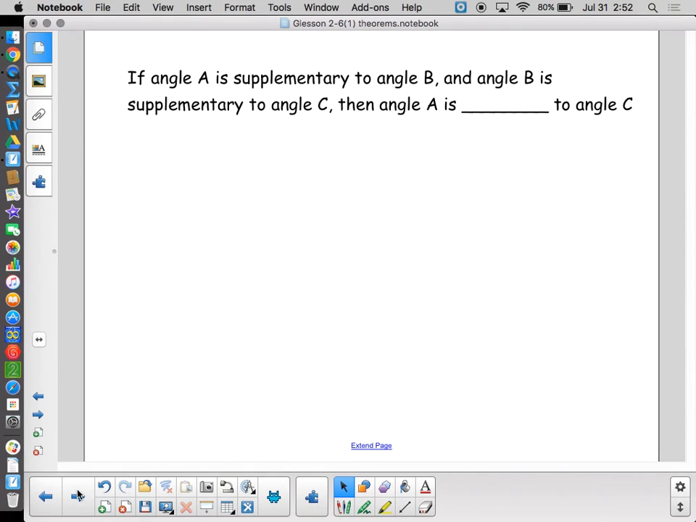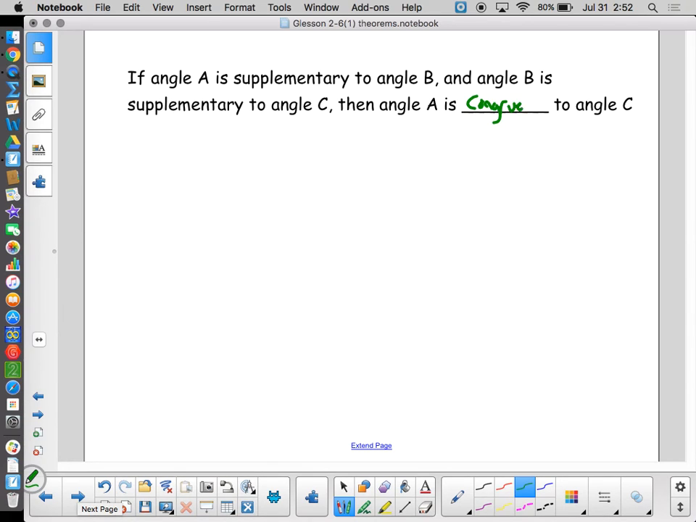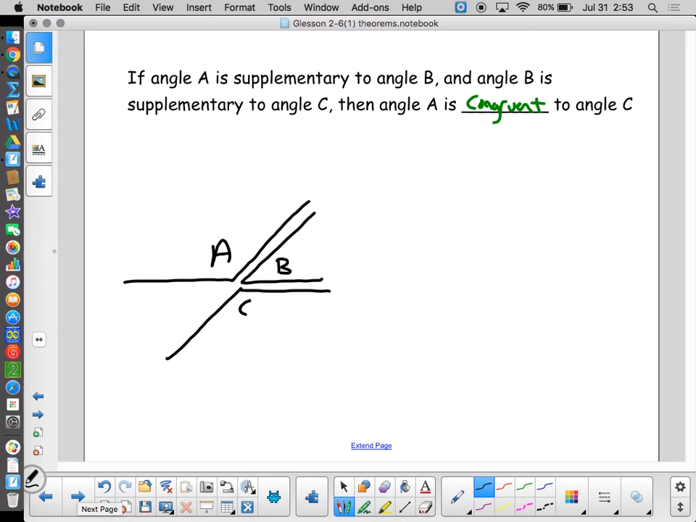Finally, one last statement. If angle A is supplementary to angle B and angle B is supplementary to angle C, then angle A is congruent to angle C. Remembering that's the congruent supplements theorem. Just a reminder, if you're not sure, draw that picture. Angle A is supplementary to angle B. Angle B is supplementary to angle C. Angles A and C are not supplementary. Angles A and C are congruent.